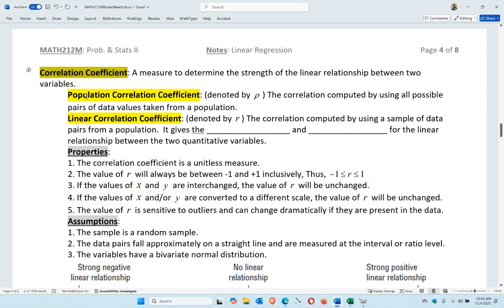So what we use is the correlation coefficient. It's this Greek letter for population, but we're only going to do samples, so it's denoted as a lowercase r, which is called the correlation coefficient.